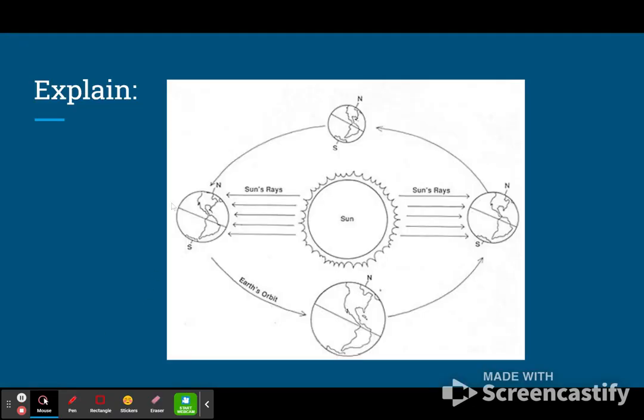So take a look at this picture. Over here, we're tilted towards the sun. So in the northern hemisphere, we're tilted towards the sun completely. So this is going to be our summer. Compared to here, we're tilted completely away. So this is our winter. What's in between winter and summer? We have spring. And in between summer and winter, we have fall.